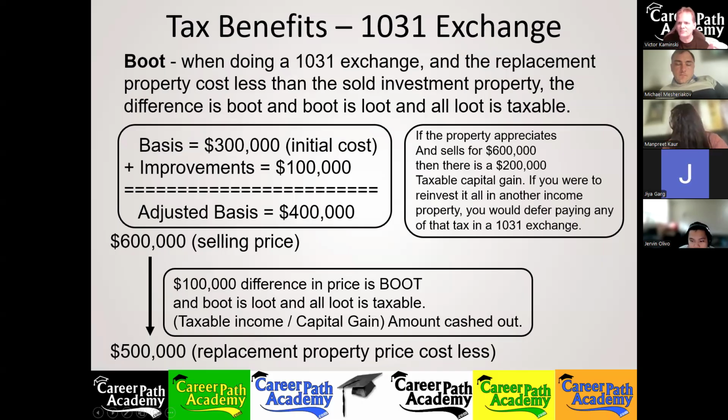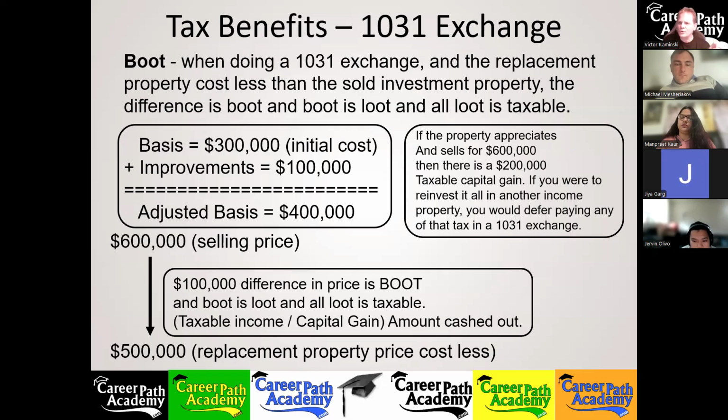So this is why a 1031 exchange can be very valuable for investors. It could save you a lot of money in income taxes if you're just going to reinvest into another investment. So how about this? If you sold it for $600,000, so there's $200,000 profit there, but you reinvest all that money and buy another property that's $600,000 or more, there is no gain that you're realizing that you have to pay taxes on.